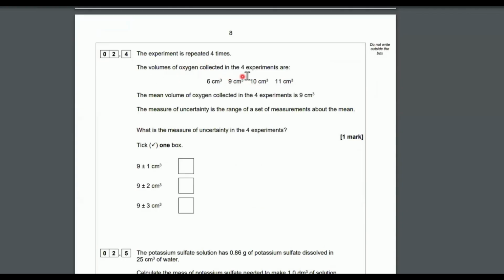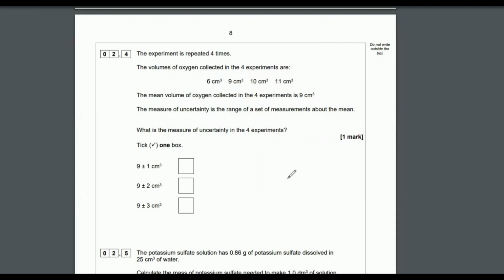2.4. The experiment is repeated 4 times. The volumes of oxygen collected in the 4 experiments are 6, 9, 10, and 11. The mean volume of oxygen collected in the 4 experiments is 9 centimeter cubed. The measure of uncertainty is the range of a set of measurements about the mean. What is the measure of uncertainty in the 4 experiments?